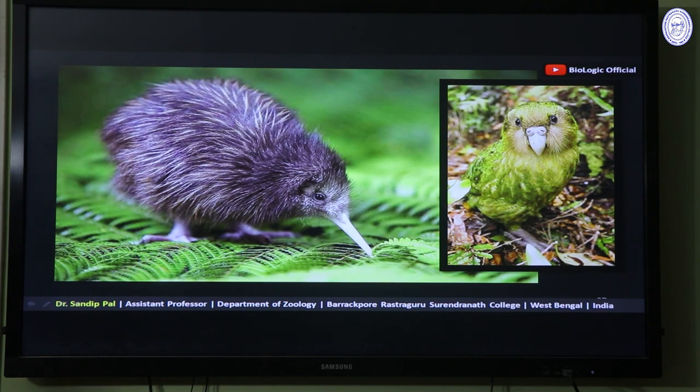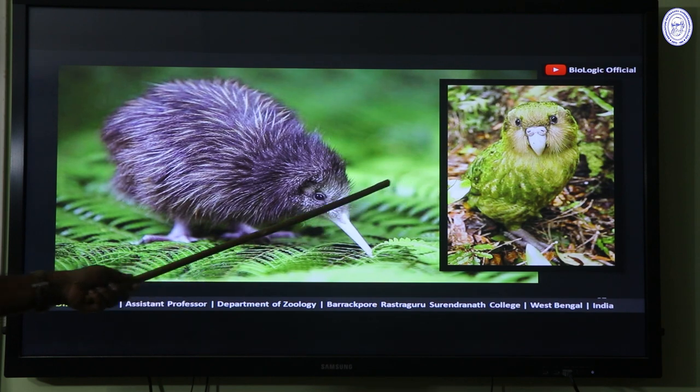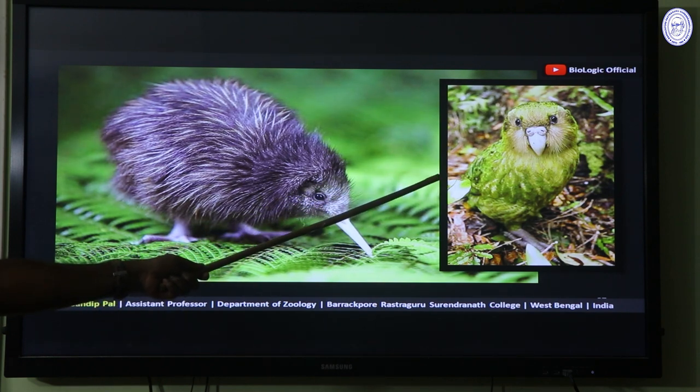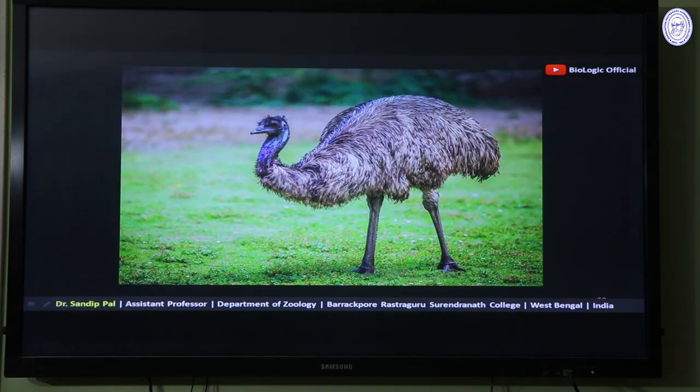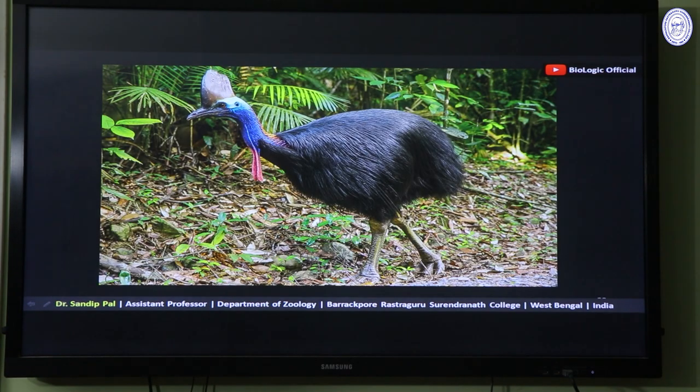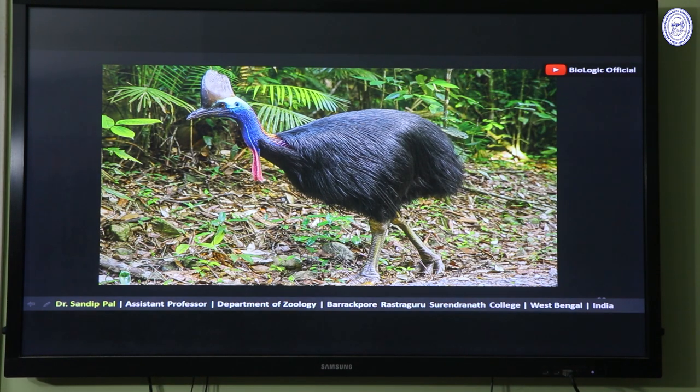Next, the flightless bird kiwi, which is found only in New Zealand. And this is another, not flightless but near flightless bird, which is called kakapo, found in Australia. Kakapo is very much endangered nowadays. Another flightless bird, emu, found in Australia, and third flightless bird from Australian realm, cassowary. This beautiful bird is found in Papua New Guinea.